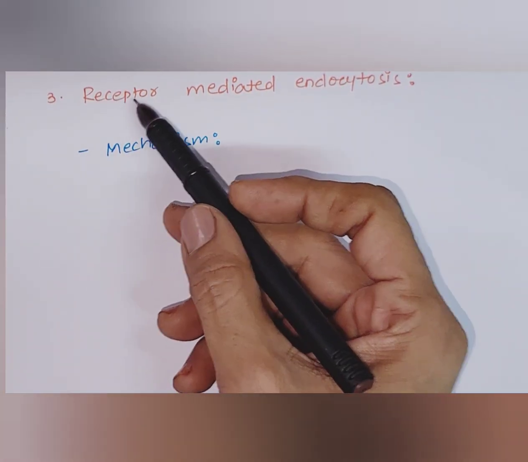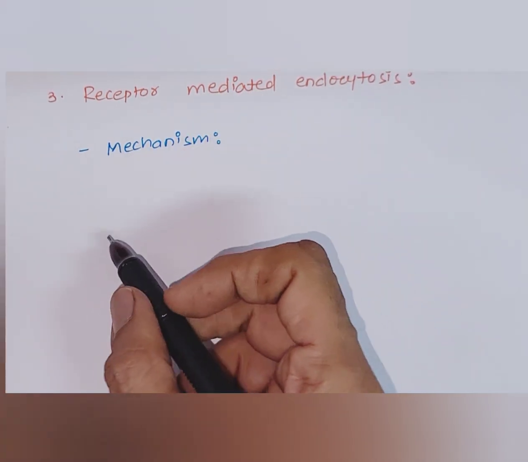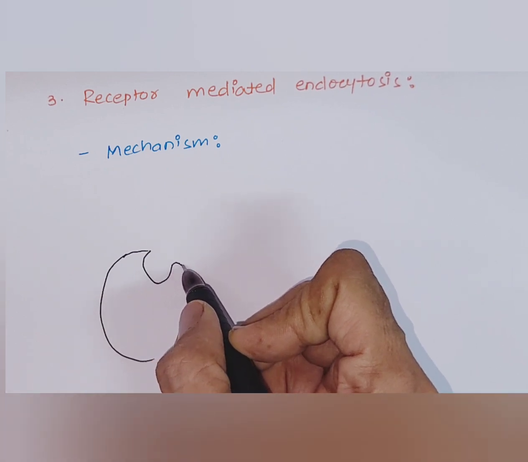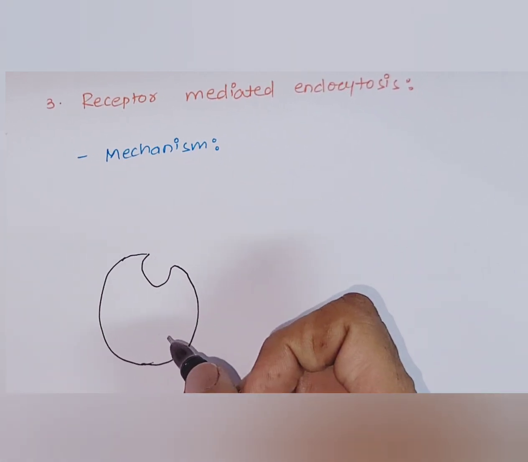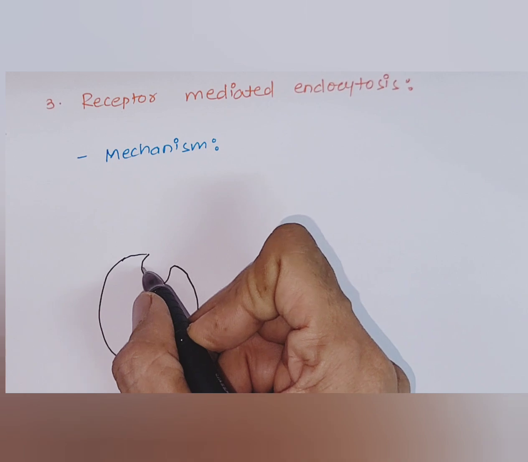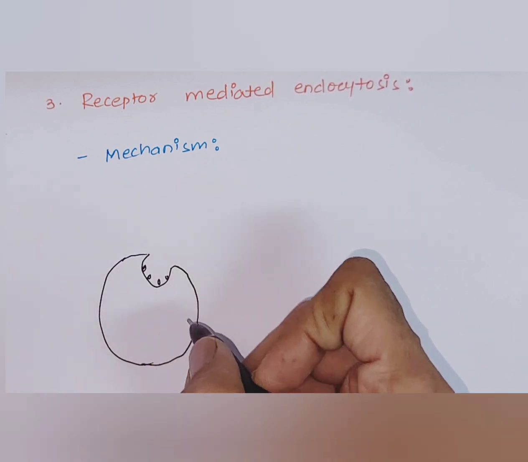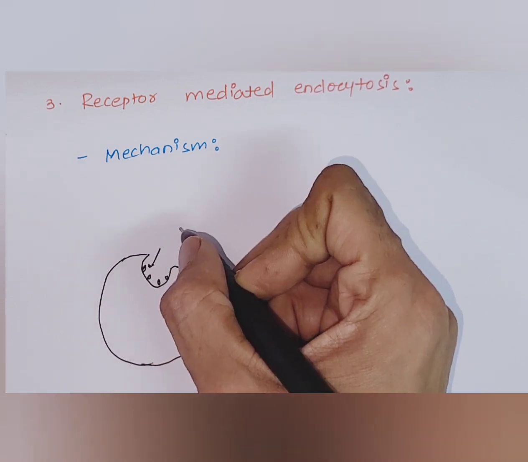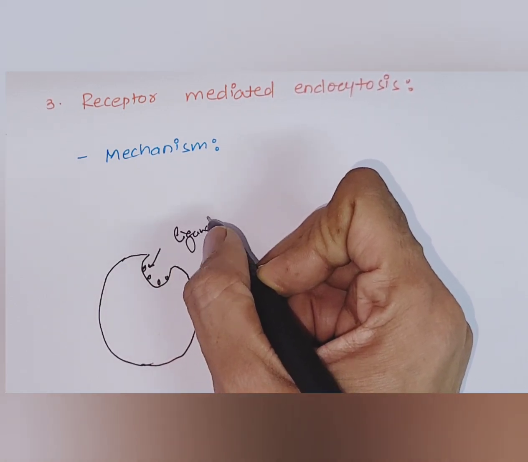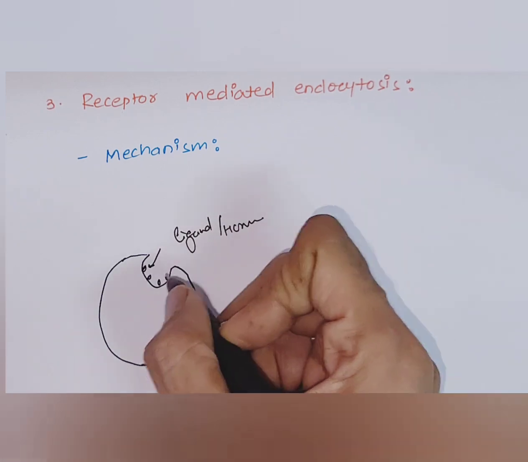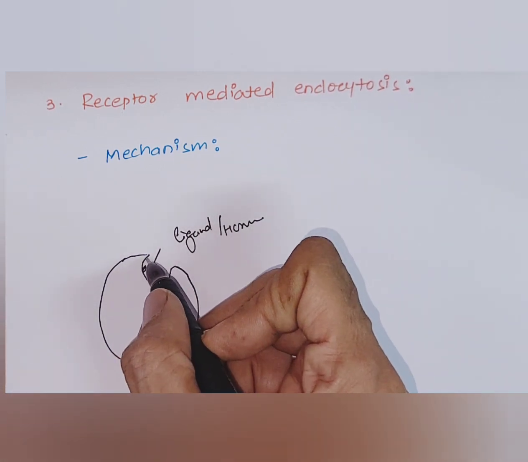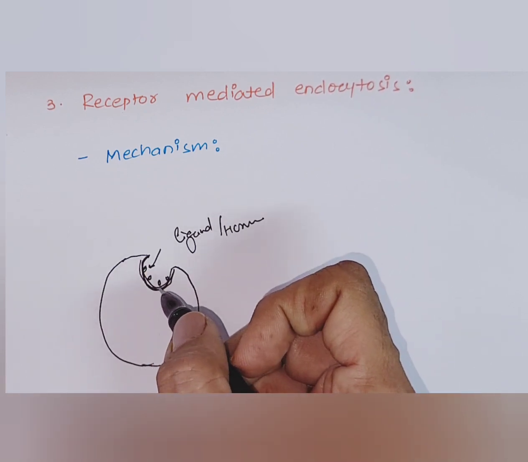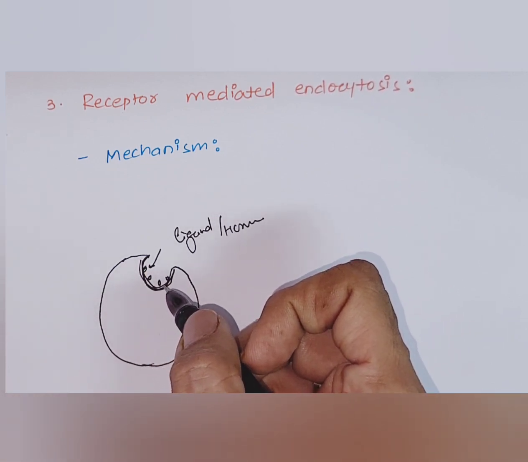Third variety is receptor mediated endocytosis. Here what happens? You can see the cell has clathrin coated pits. This is a pit which is coated by clathrin, and they have receptor proteins here. Now, when the substance, which is also known as a ligand or hormone, binds with this protein which is present in the pit, and this pit is coated by clathrin, so the clathrin coated pit has receptors.